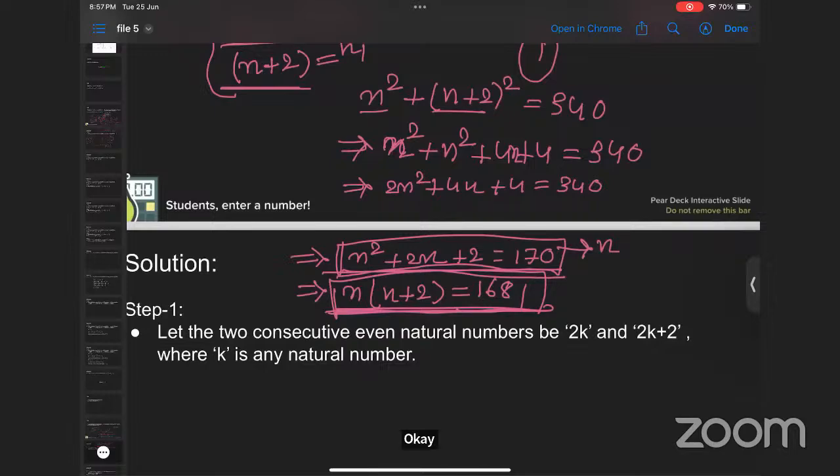Okay, you can find the root. If you want to find those two natural numbers, please mute yourself. Don't create any mess here, please.